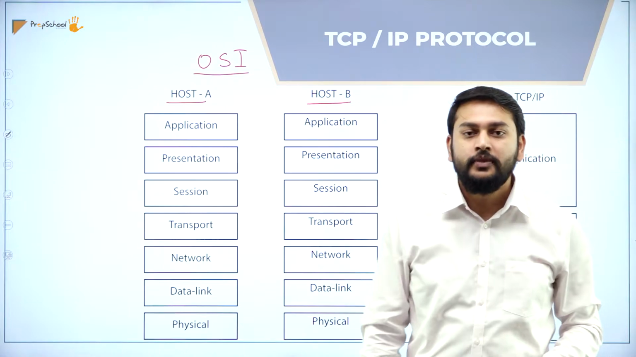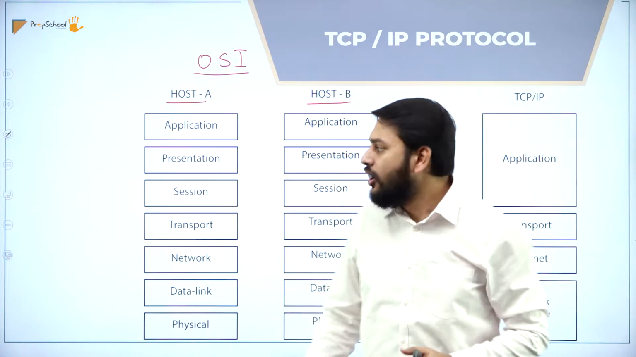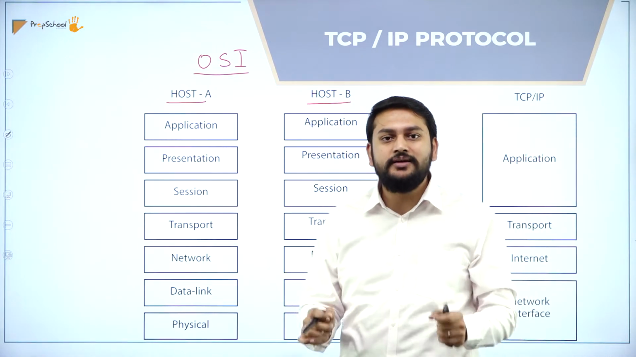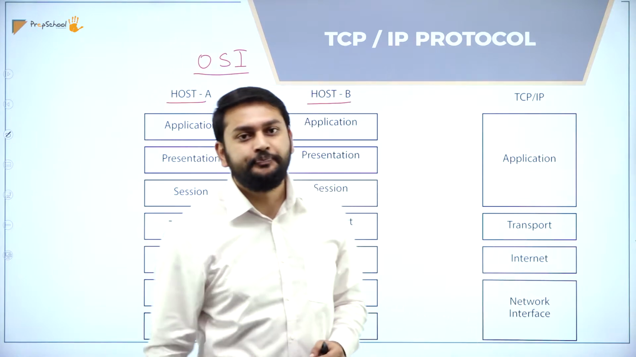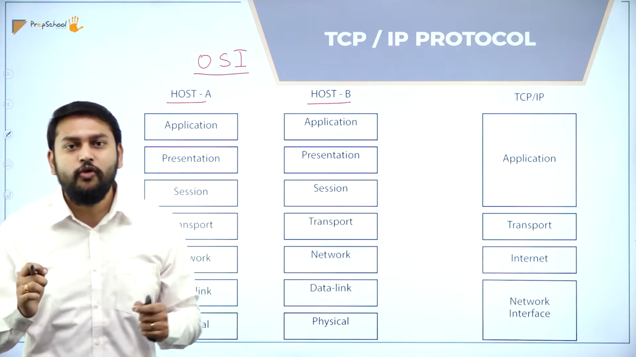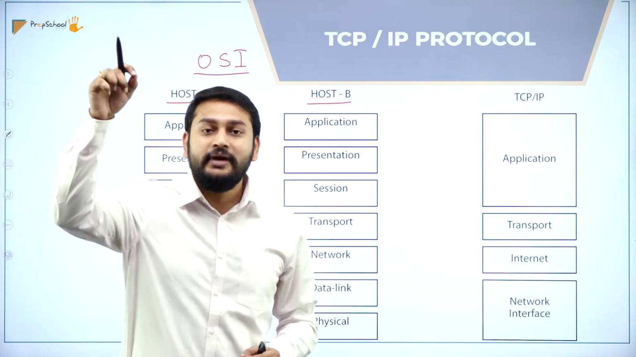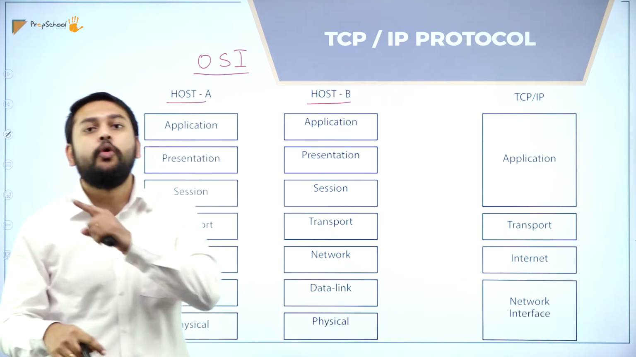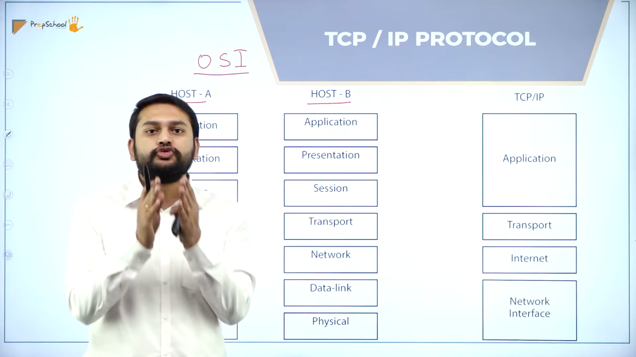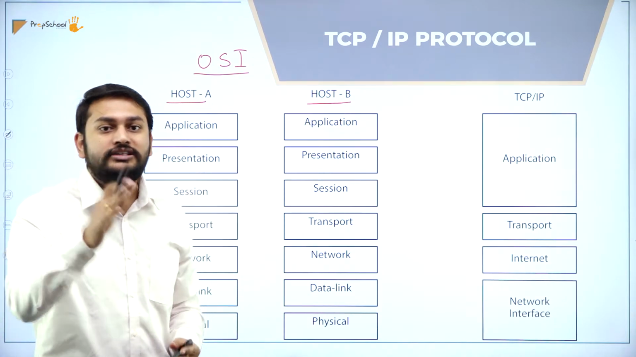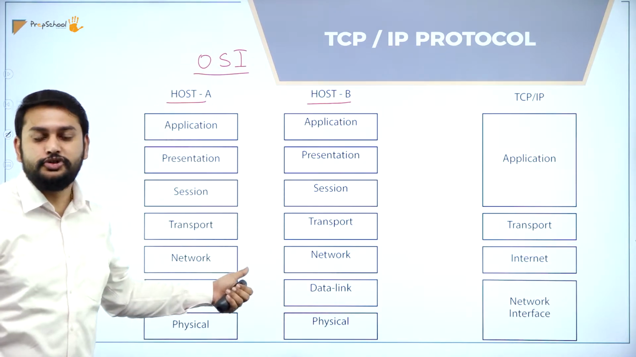I have host A. Host A wants to send a message to host B. If host A wants to send a message to host B, how exactly the message is getting transmitted from host A to host B is what we are trying to understand with the OSI reference model.